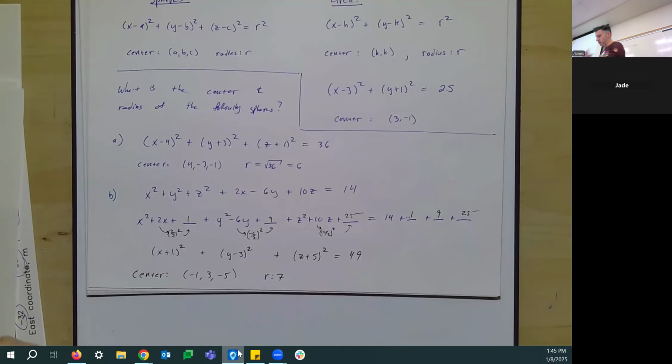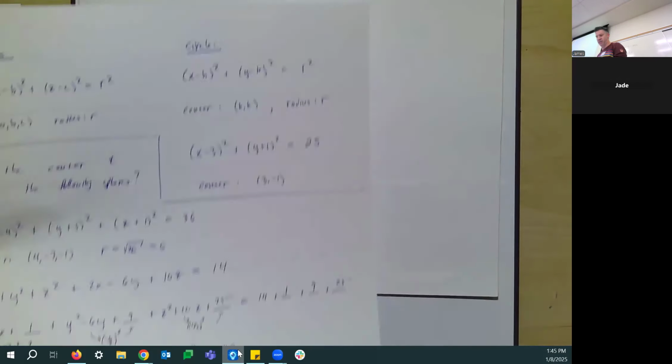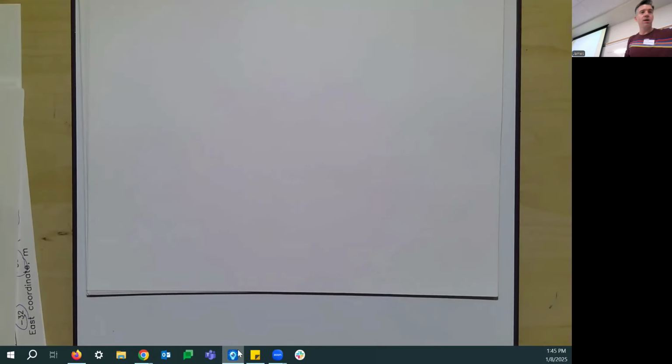But let's actually get to the drawing of level curves. Yeah, we've got time. So it's useful and necessary to be able to kind of... what am I looking for?